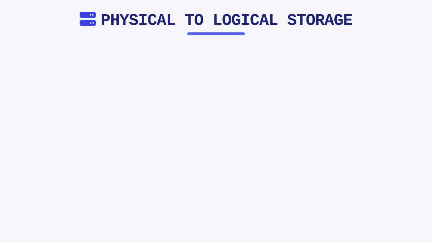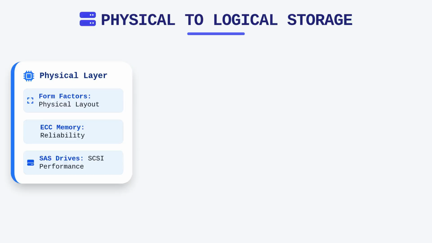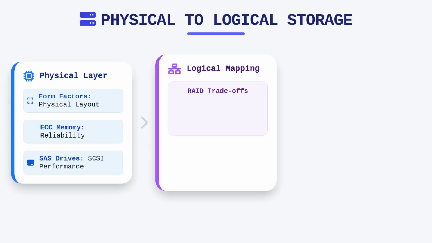We begin by revisiting the physical server layer, focusing on the distinction between form factors and the components that provide reliability, such as error correction code memory, known as ECC, and serial attached SCSI, or SAS, drives. When deploying storage, the trade-offs between RAID levels are paramount, where you must weigh the performance gains of RAID 0 or 10 against the data safety and parity overhead of RAID 5 or 6.